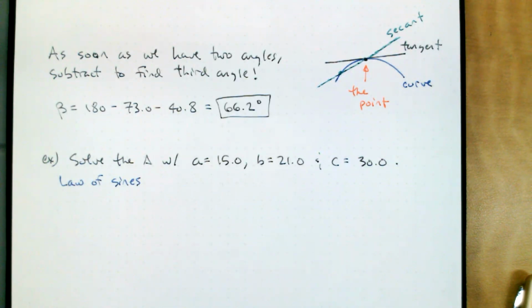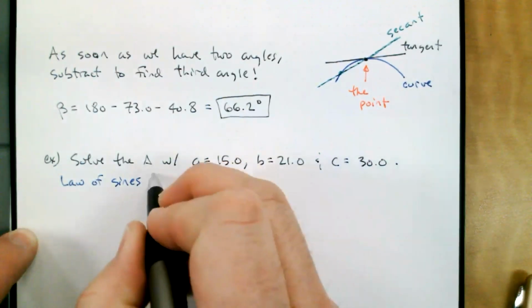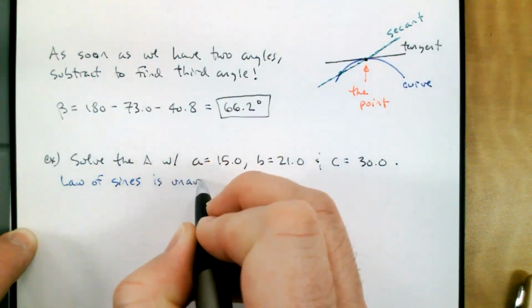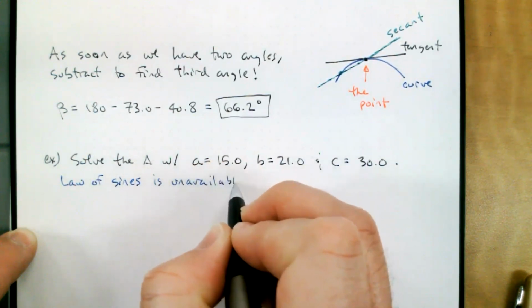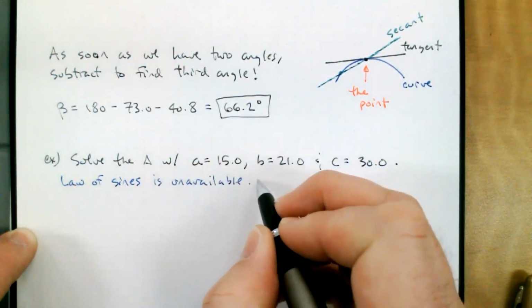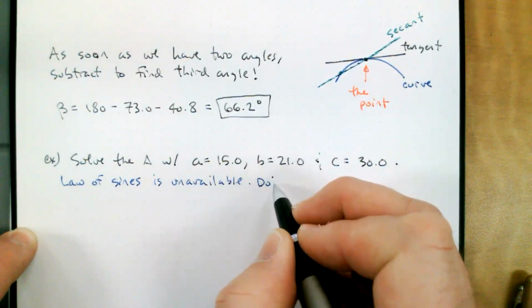So in this case, we've got a, b, and c. I've got all three sides. That means I don't have a set of opposite information. For a, I need angle alpha. For b, I need angle beta. For c, I need angle gamma to make the law of sines work, and I don't have that. So once again, law of sines is unavailable. We don't have opposite information.